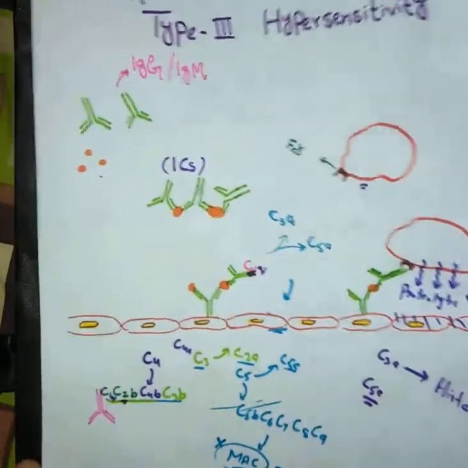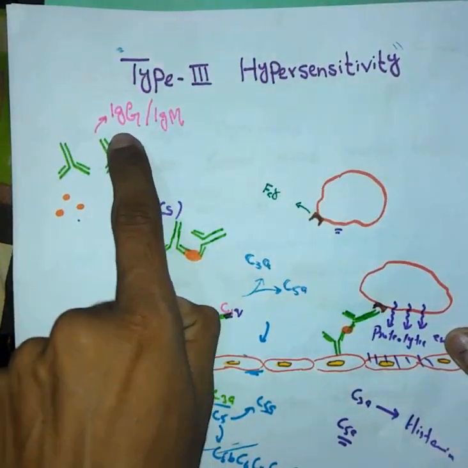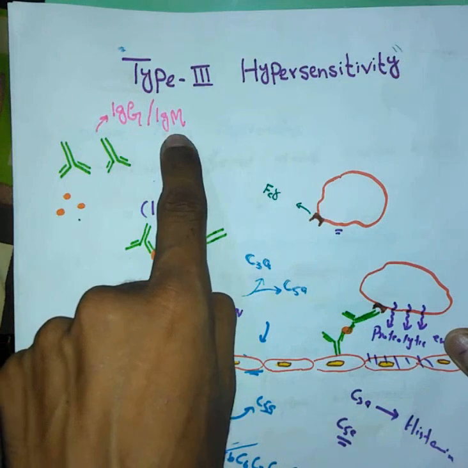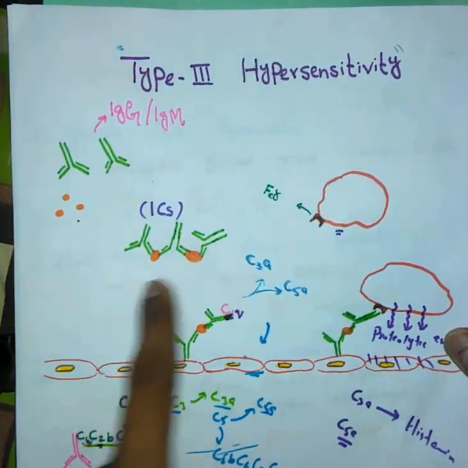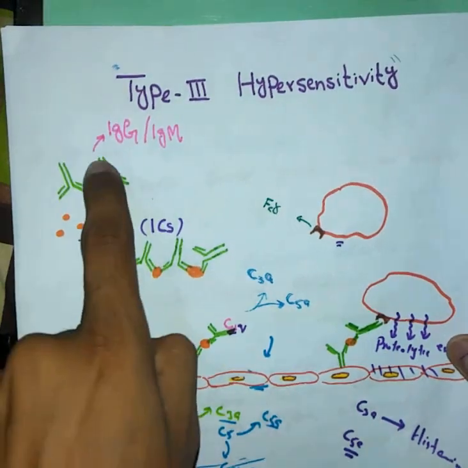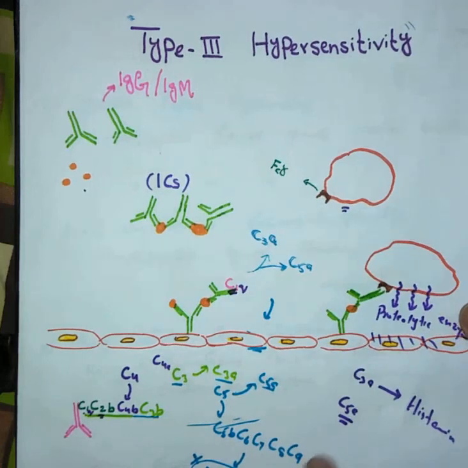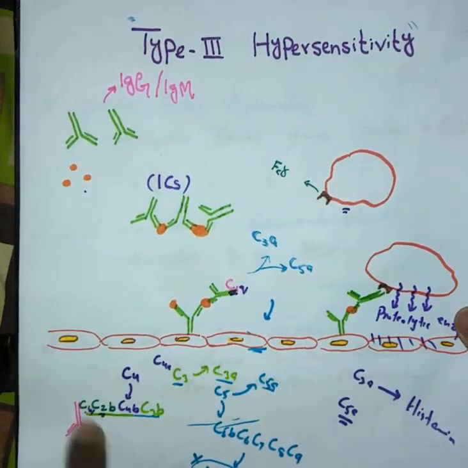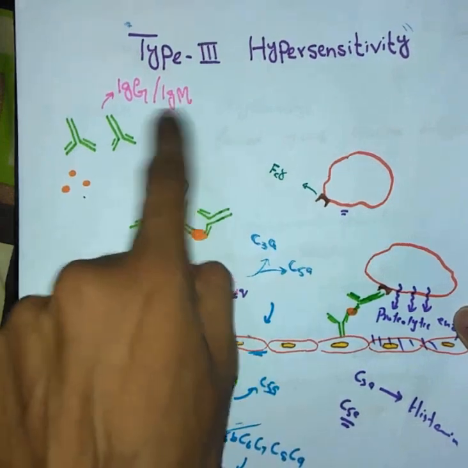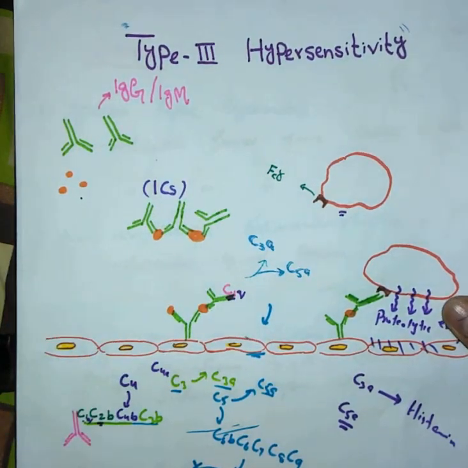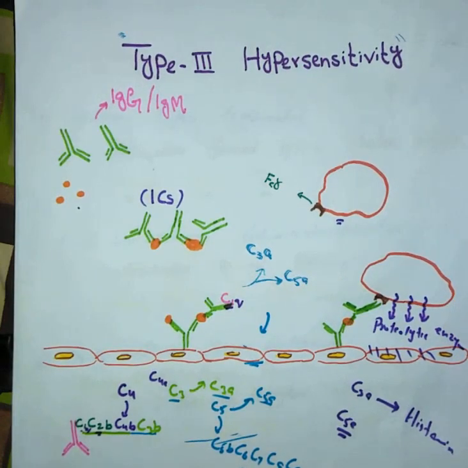So it was all about type 3 hypersensitivity reaction. One thing I would like to add is that only IgG and IgM antibodies can take part in type 3 hypersensitivity reaction, because other antibodies cannot activate the complement system. Only the Fc portion of IgG and the Fc portion of IgM can activate the complement system. And you know that the complement system plays a very important role in the type 3 hypersensitivity reaction. So this is the reason only IgM and IgG can take part in it.